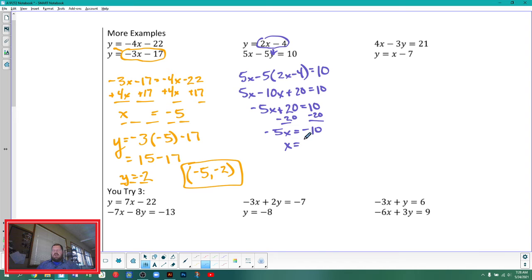And divide by negative 5. So that gives me x equals 2. Now that I know x equals 2, I'm going to plug that into the other one. 2 times 2 is 4, and 4 minus 4 is 0. So I get y equals 0.